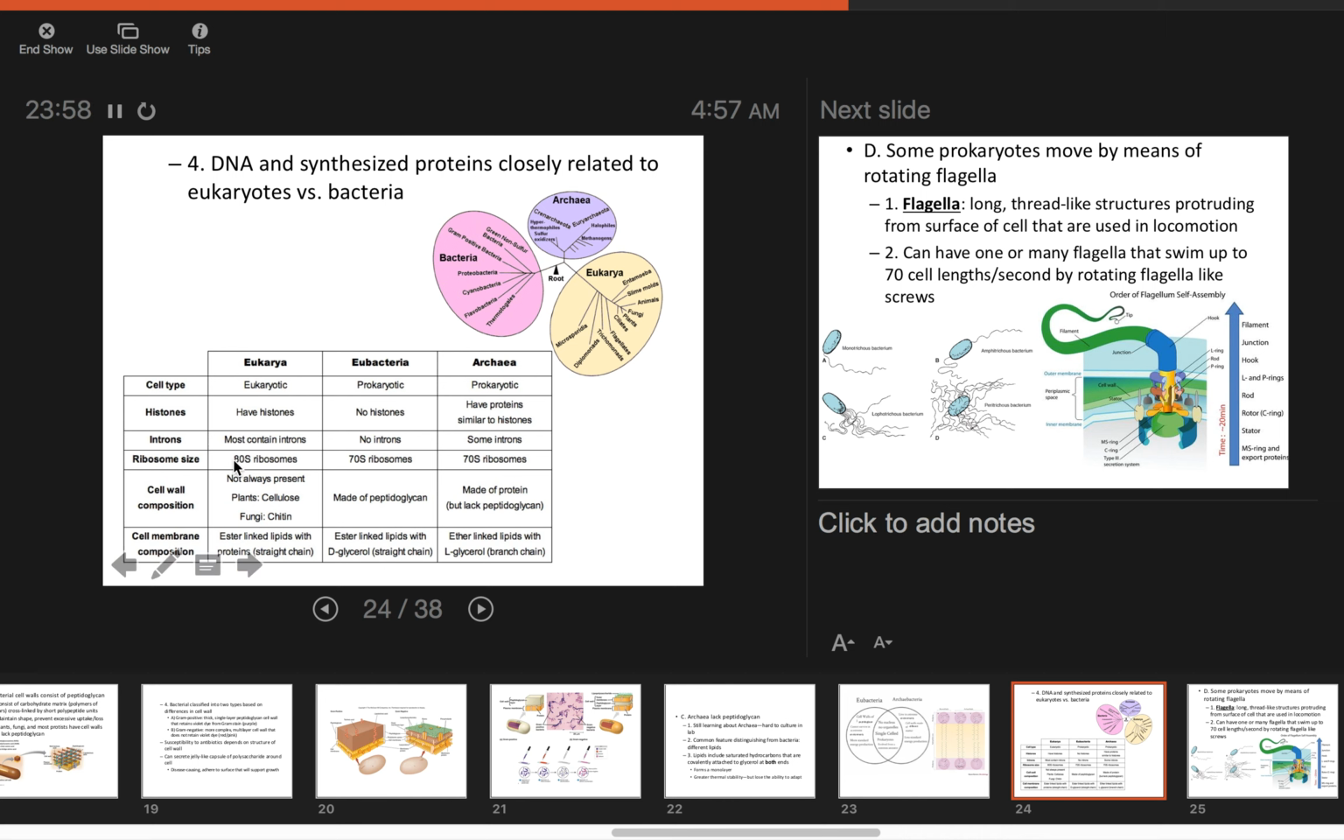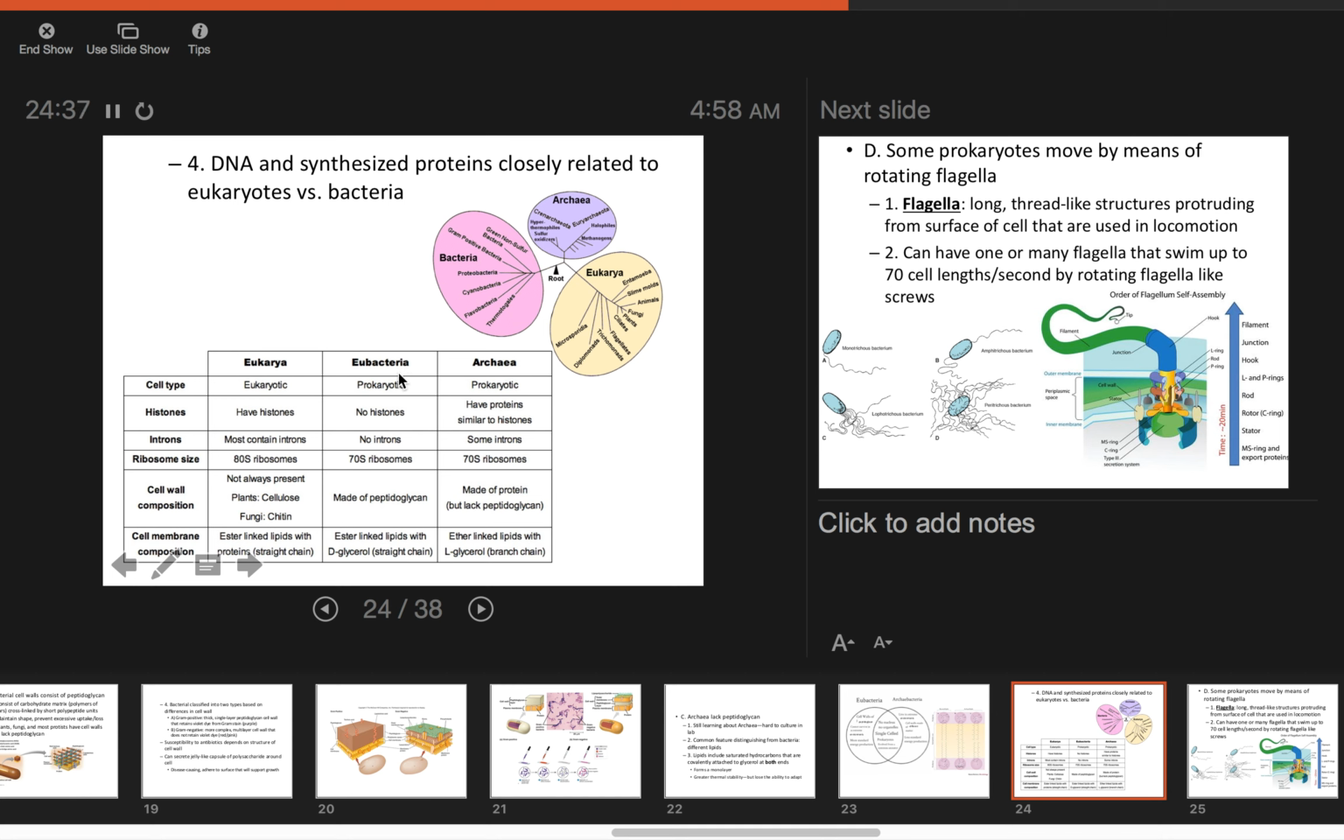I don't know. Okay, so here are the cell types. Nice little table here that does a great job comparing all three of these domains. Eukaryotic cells have histones, which we haven't talked about yet. Archaea have proteins similar to histones. Introns, we haven't talked about introns yet, or the ribosomes. The cell walls: we know that there are some eukarya that have cell walls, and plants are cellulose, fungi, chitin, and there's some membrane composition.